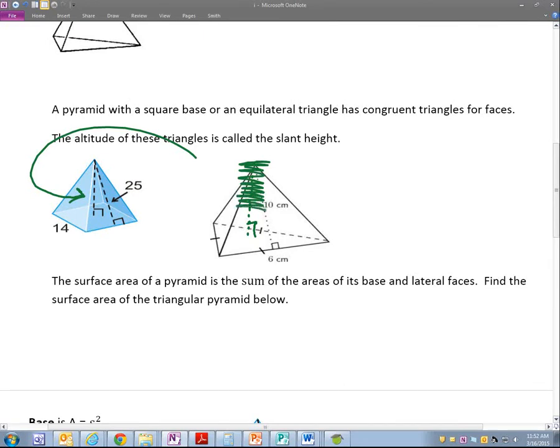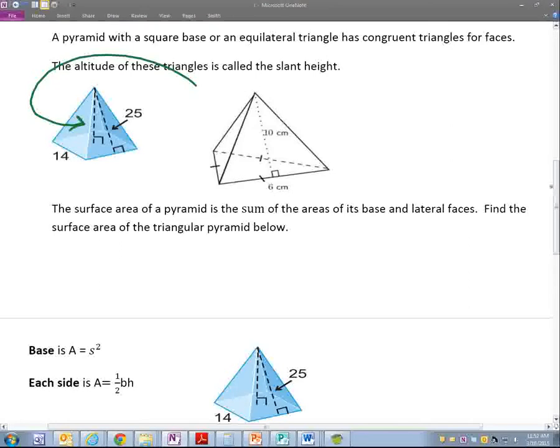Did you read the second part? The surface area of a pyramid is the sum of all the areas of its base and also its lateral faces. So we're going to find the surface area of the triangular pyramid below.